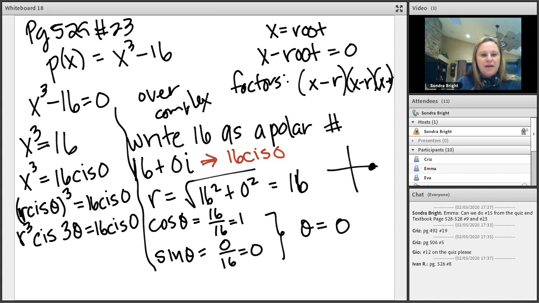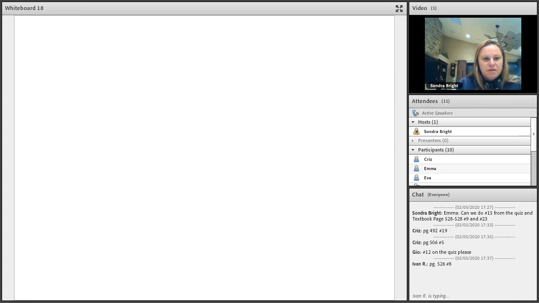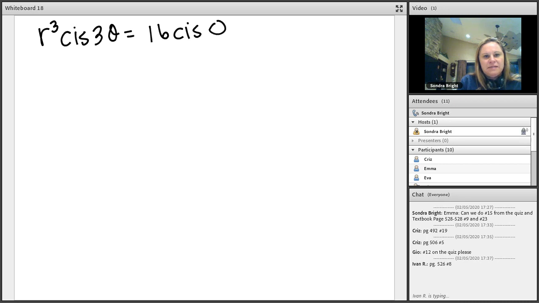All right, so I've got that. For this to be true, your r cubed must equal 16, and 3 theta is equal to 0. I'm going to rewrite this on the next page rather than squishing all this. So we have r cubed cis 3 theta is equal to 16 cis 0.